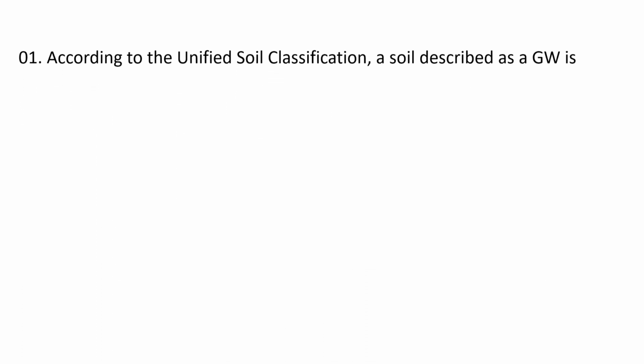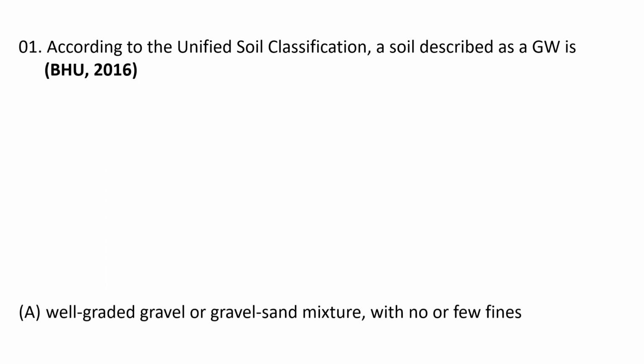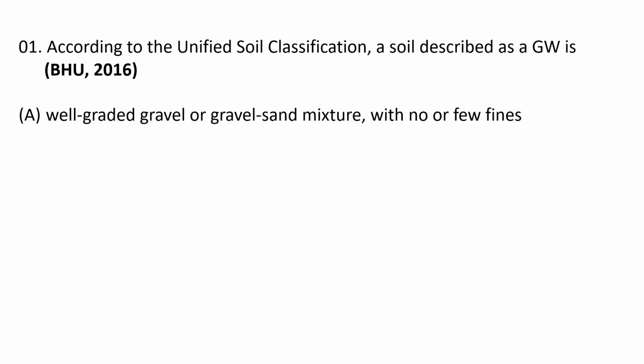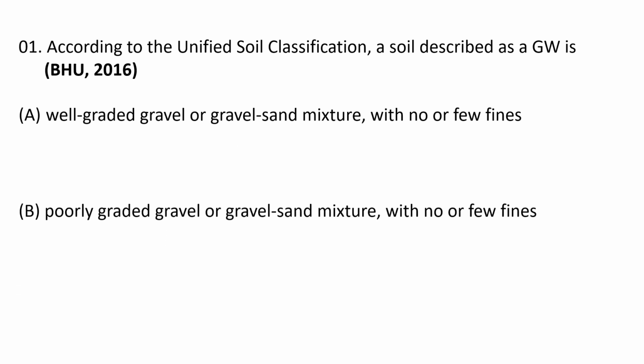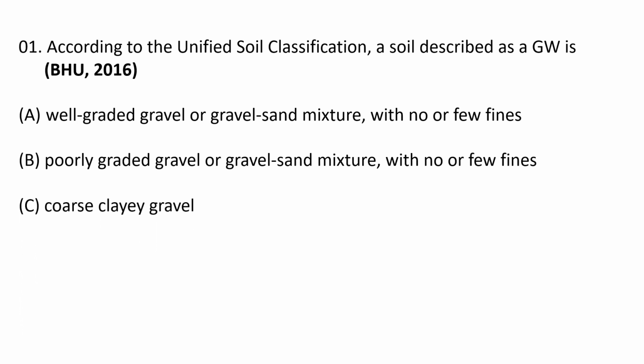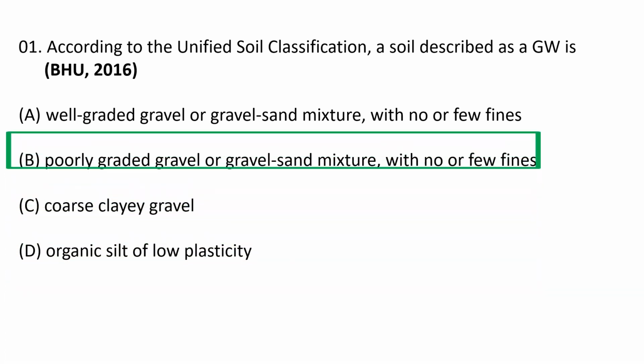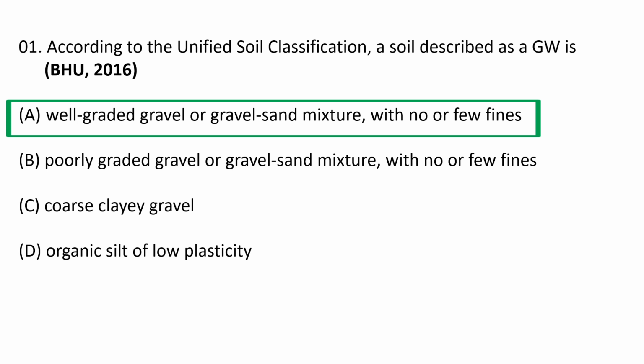According to the Unified Soil Classification, a soil described as a GW is: A. Well-graded gravel or gravel sand mixture with no or few fines. B. Poorly graded gravel or gravel sand mixture with no or few fines. C. Coarse clayey gravel. And D. Organic silt of low plasticity. The correct option is A: a well-graded gravel or gravel sand mixture with no or few fines.